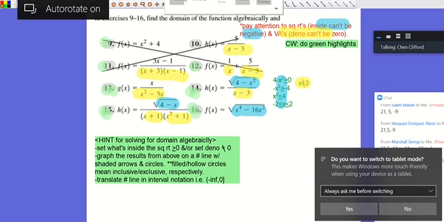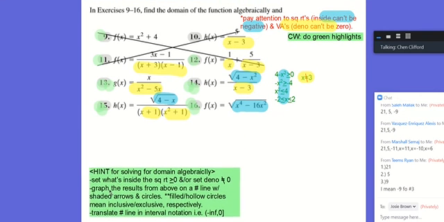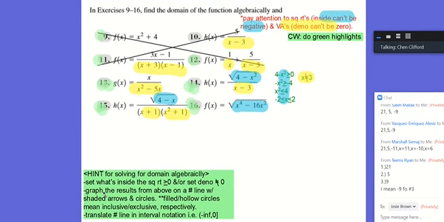Okay, so this is basically a recap on domain, and I hope to do a better job at explaining this, of finding domain, which is basically left wall, right wall, without Desmos. Okay, without Desmos, without a graphing calculator. Okay, so I want to start with number 14.